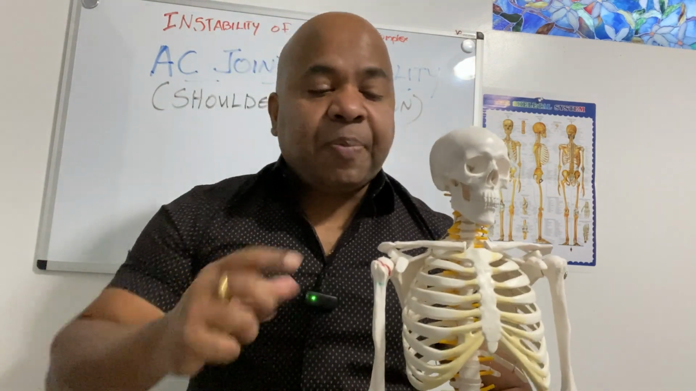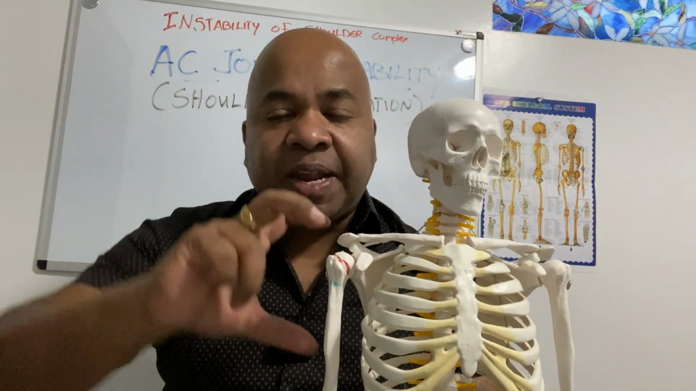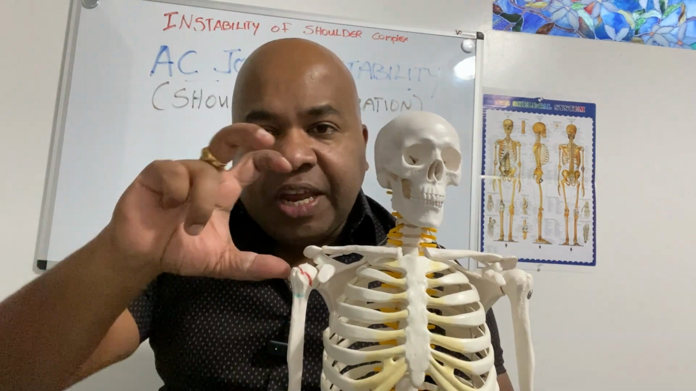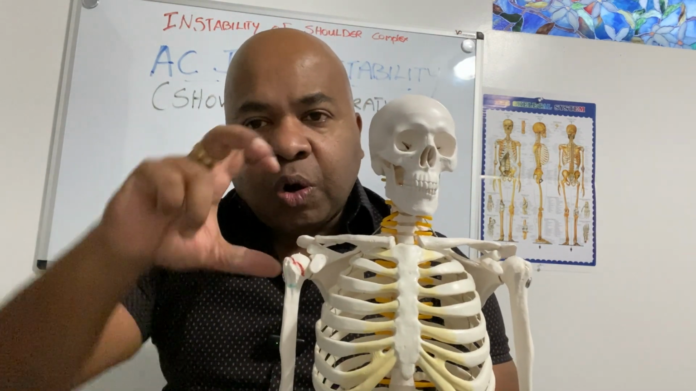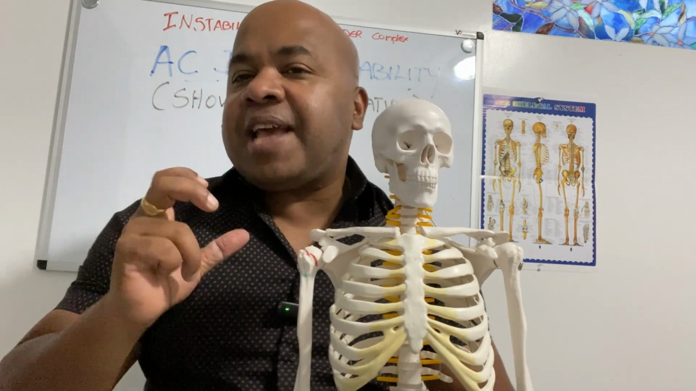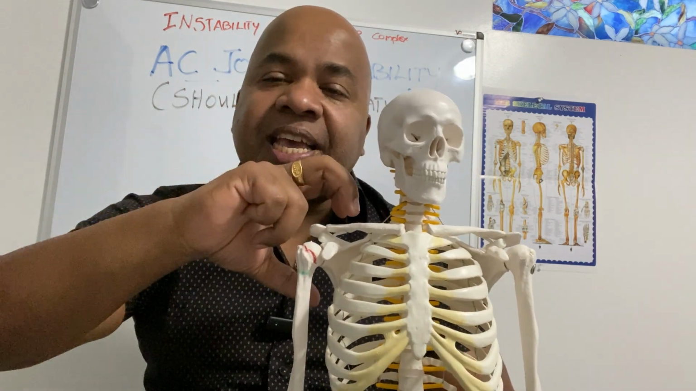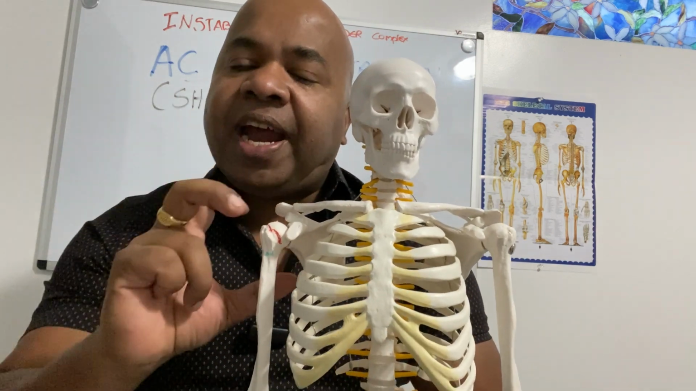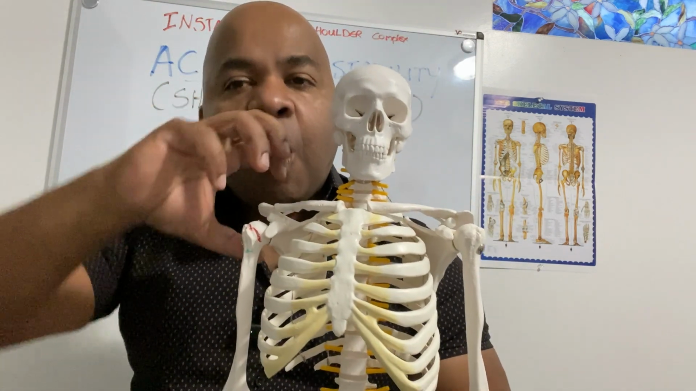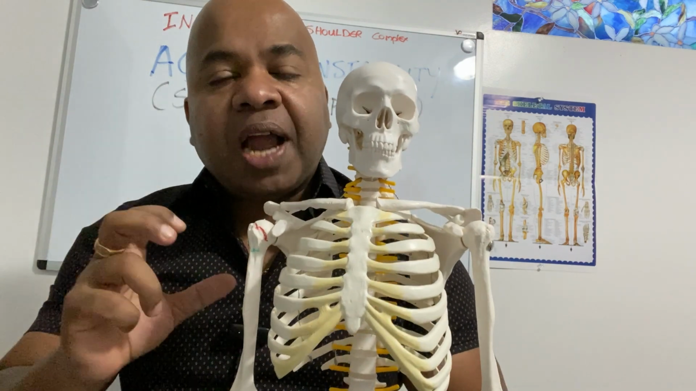And what will happen during the downward rotation? The focus should be at the glenoid fossa. The glenoid fossa is rotating downwards. So what is the movement occurring at the acromioclavicular joint? There is a downward or inferior rotation occurring at the acromioclavicular joint.